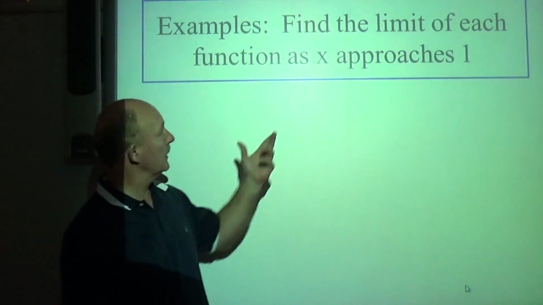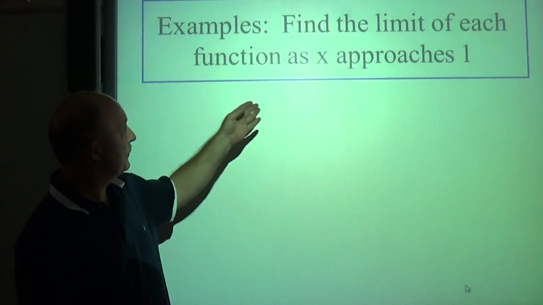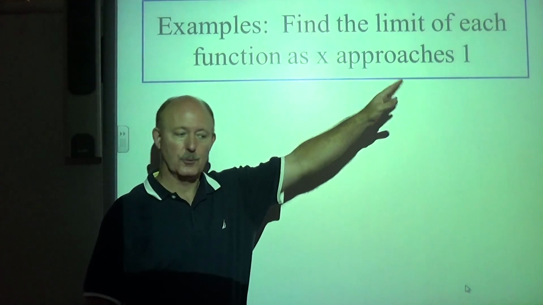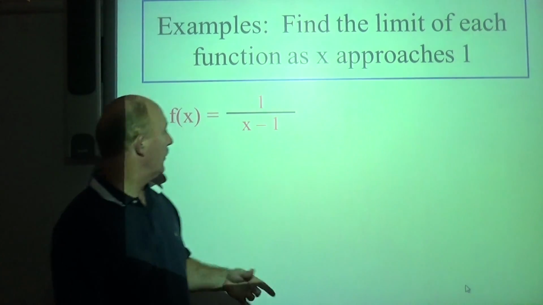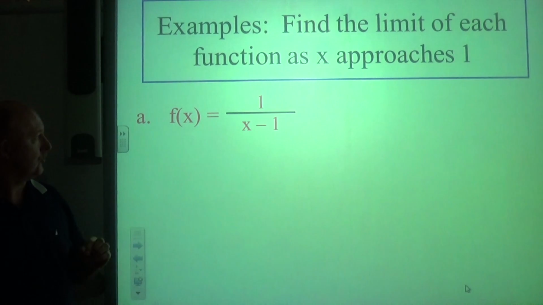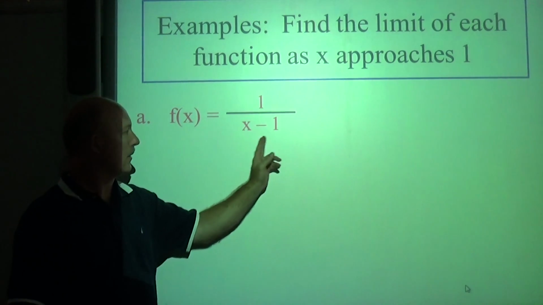All right, so to get started, let's look at a little example. Find the limit of each function as x approaches 1. So we're going to run through a couple of these. You can kind of see the graph. We'll start off with this problem right here. So problem A, f of x equals 1 over x minus 1.